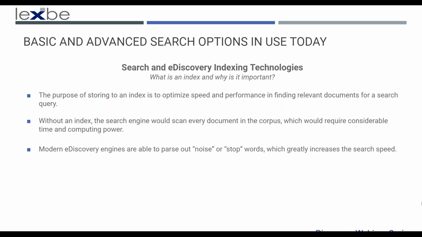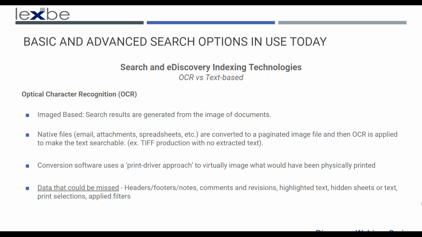So I've talked a little bit about OCR and indexing, how the text is extracted. So when I say OCR, I mean optical character recognition. So that's an image-based character recognition in that your search results are generated from the image of the document. So if you upload a Word document to your eDiscovery platform, often the platform will generate what's called a normalized view of the document. So that is a picture or an image of the document. And then the index will extract the text from that imaged version of the document.